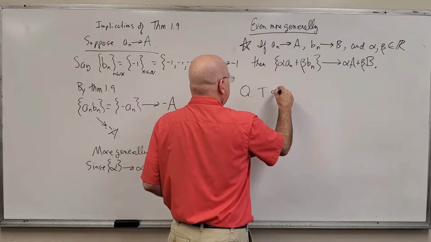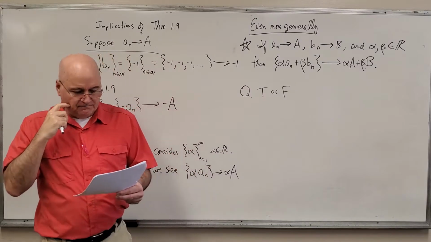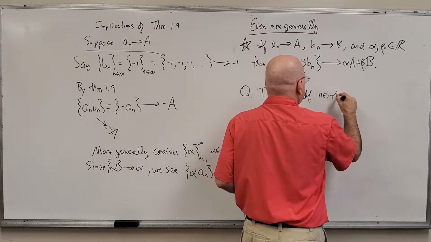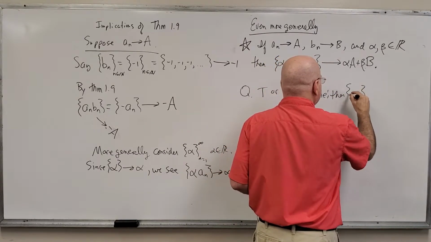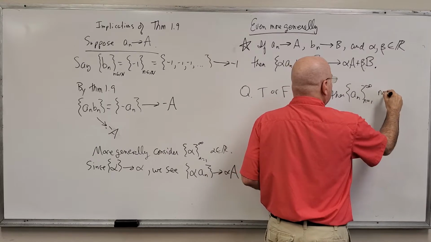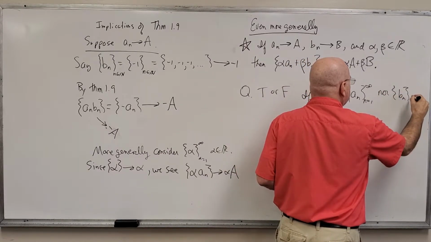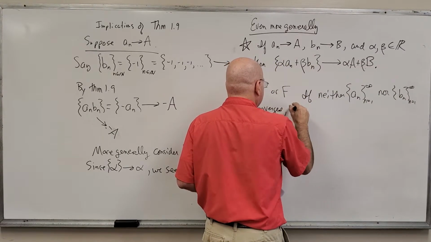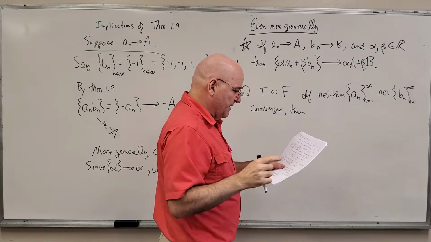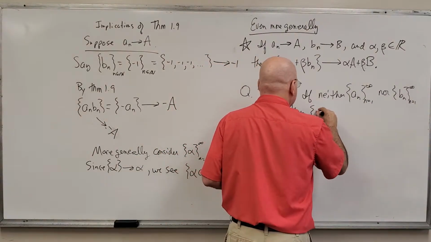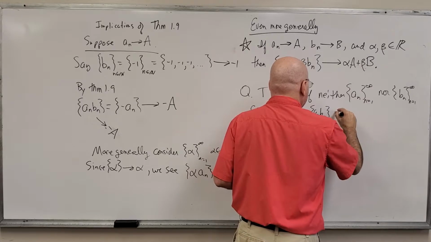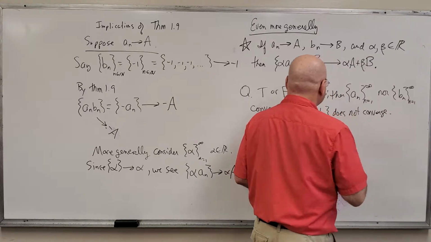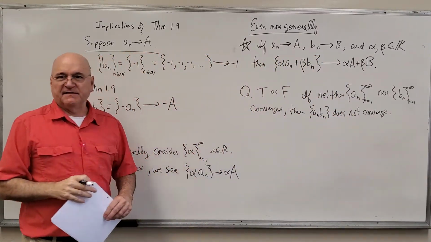All right, I have a question now. It's just a true-false question. If neither the sequence an nor the sequence bn converges, neither one of them converges, then an bn does not converge. True or false? If it's false, you have to give me a counterexample.